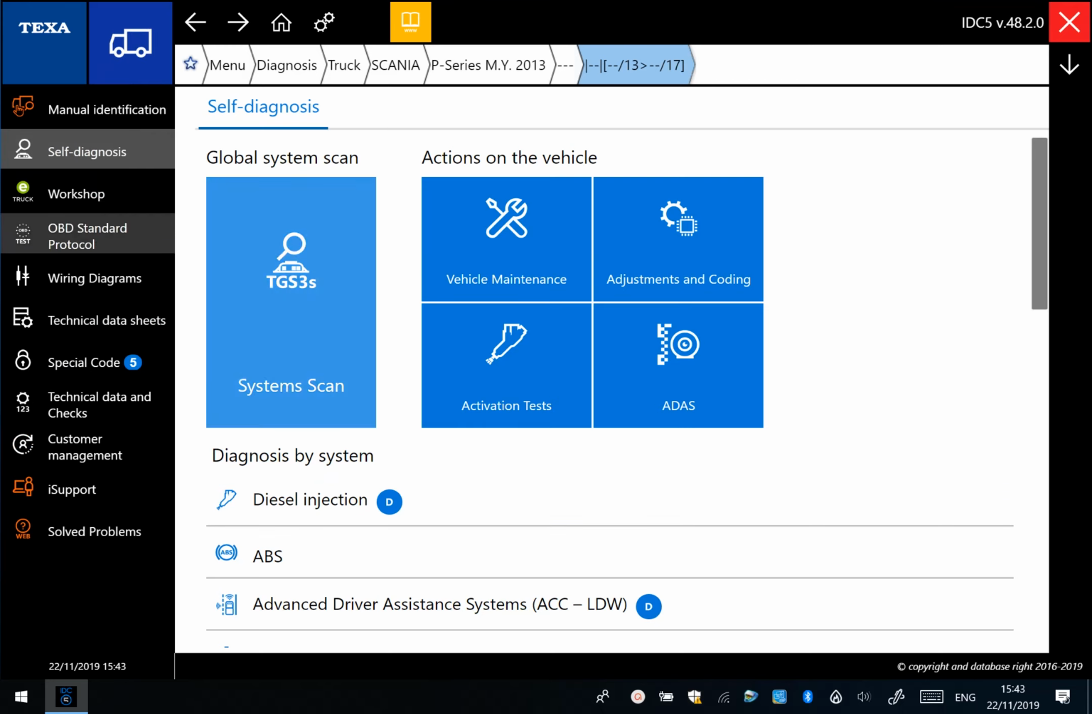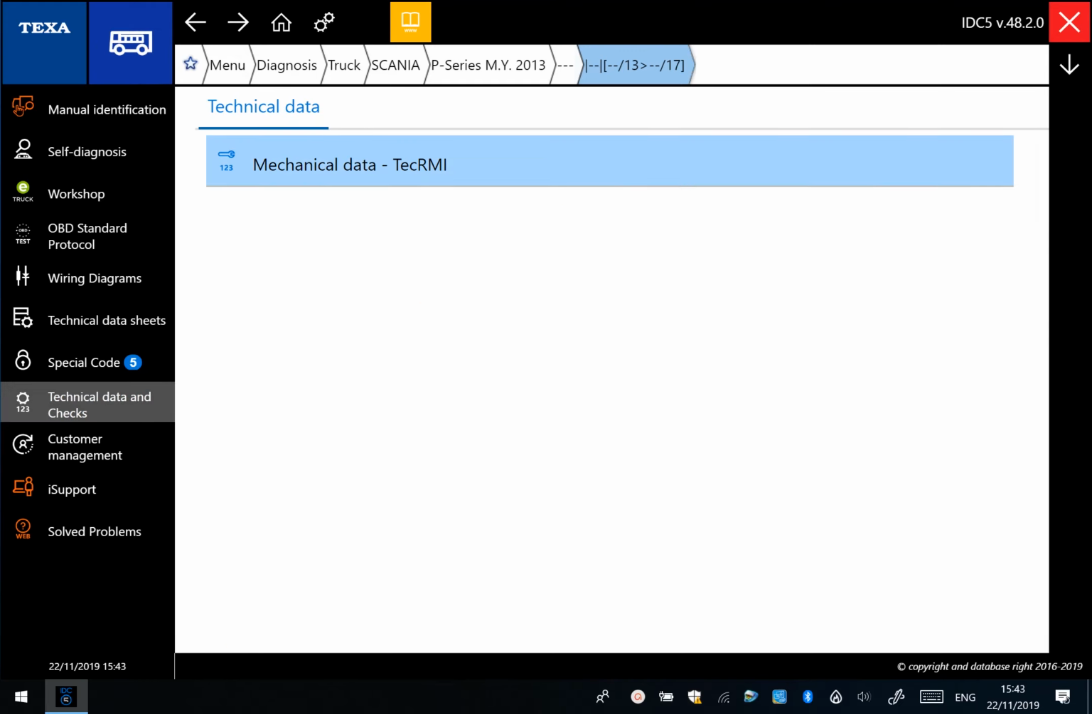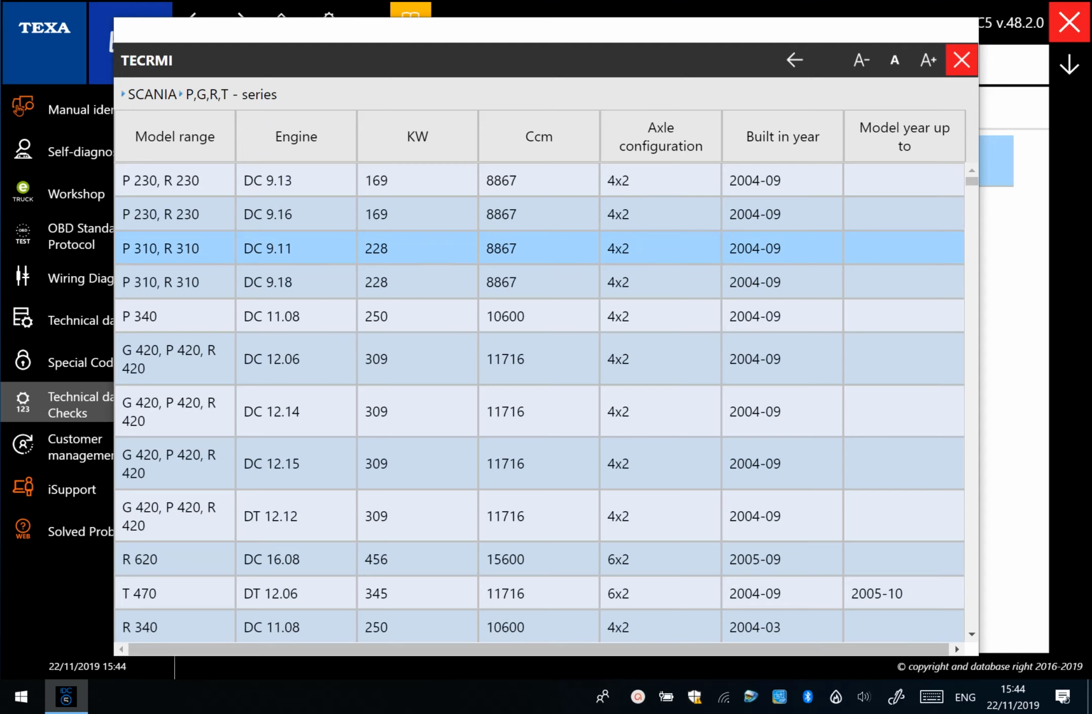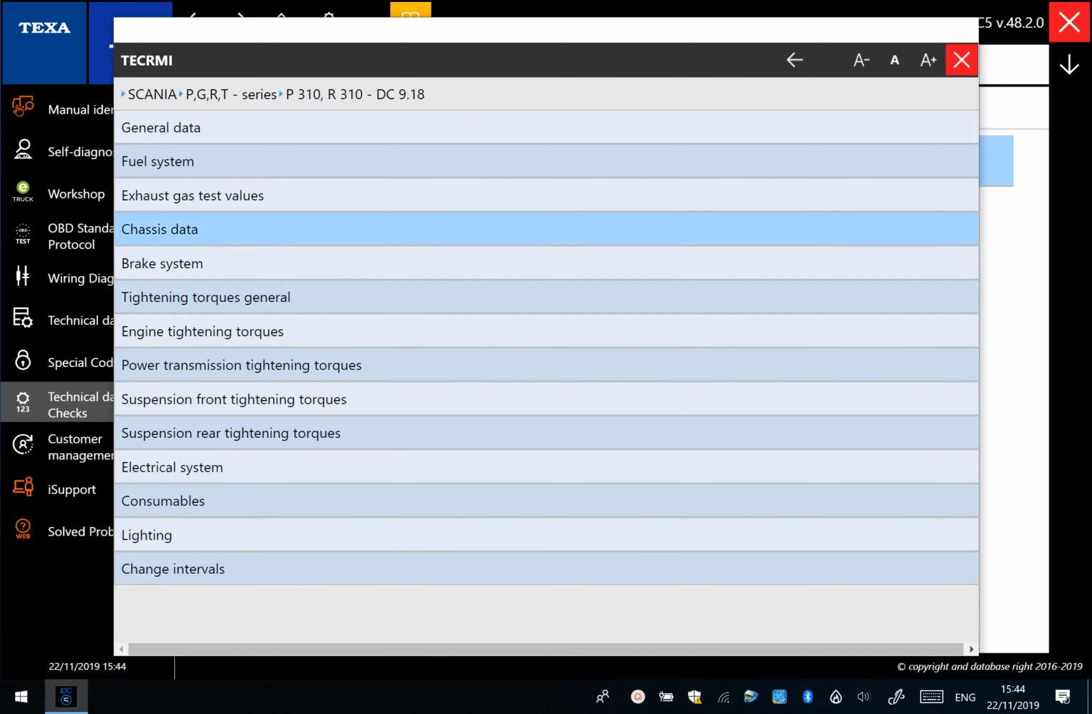Just on the left hand side here, what's important I wanted to show you was, one, we have wiring diagrams on the majority of vehicles in the system. We've also got technical data sheets, and we've also got technical data and checks. Now this is basically your Autodata for truck. So it's all the mechanical data for the particular vehicle. We find this is hugely popular because it just negates the need to try and speak to the dealer to get the information. So we'll just let this load up. There is obviously a selection to make depending on axle configurations, year, and so on. So we'll just pick one at random just to give you a general idea.